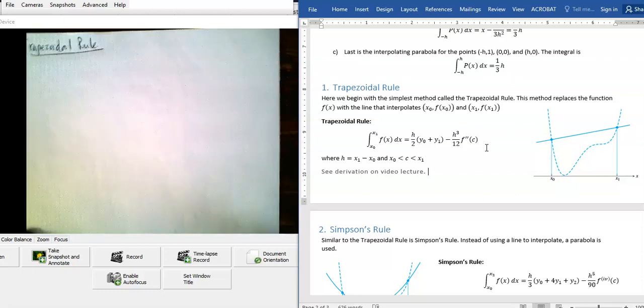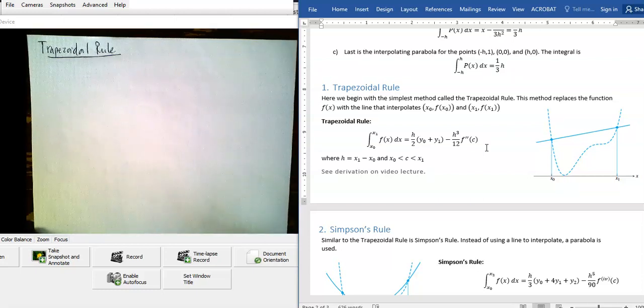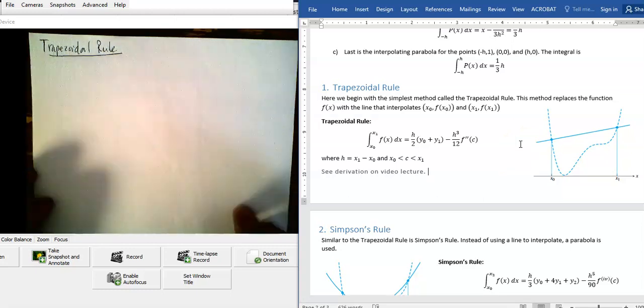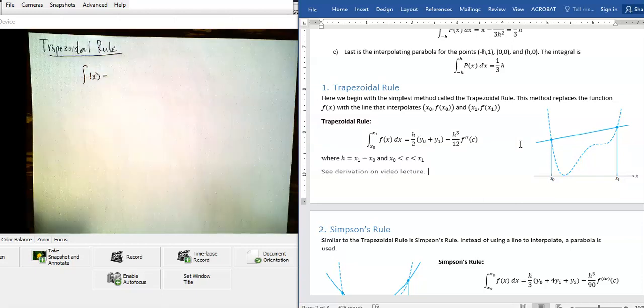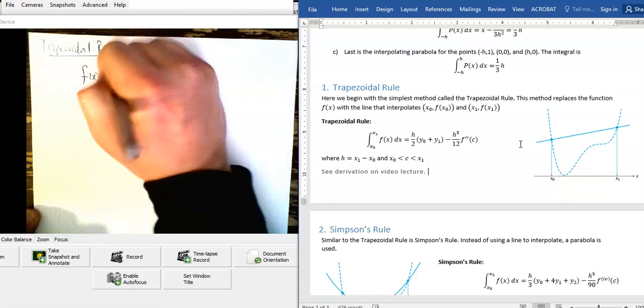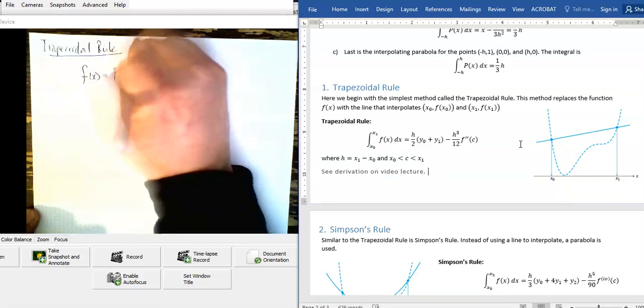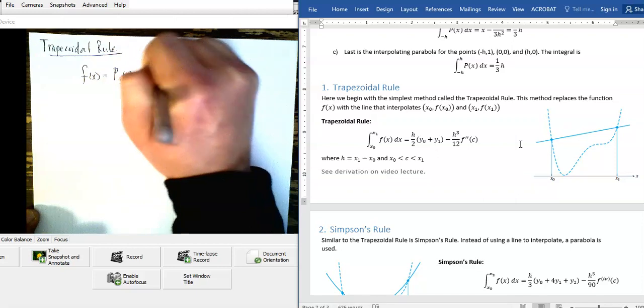All right, so once again, the trapezoidal rule uses a degree 1 interpolating polynomial to approximate this area, right? A degree 1 polynomial is a line, so that's what we're using here, okay? So an interpolating polynomial for f of x can be created. That would be p1 of x plus some error term, right?